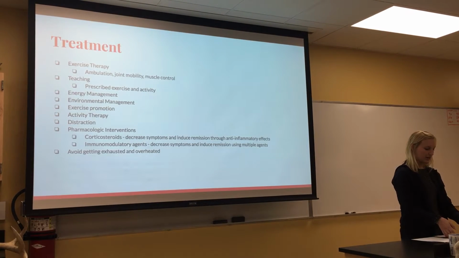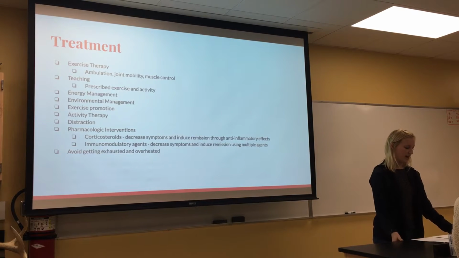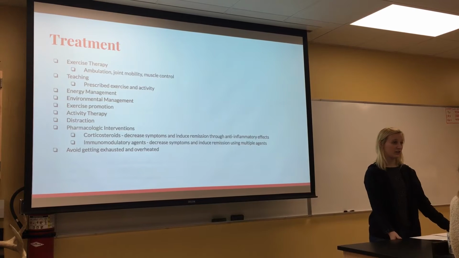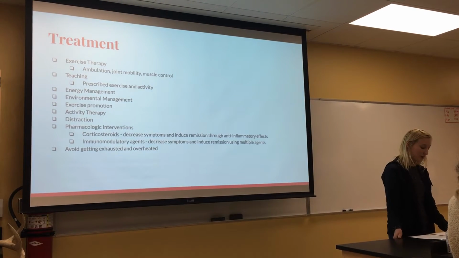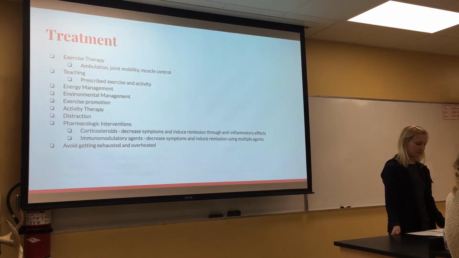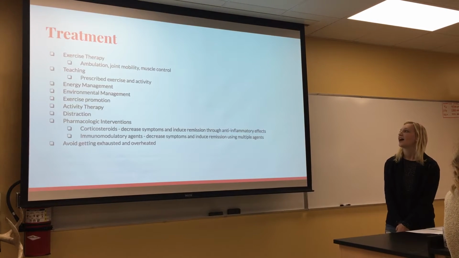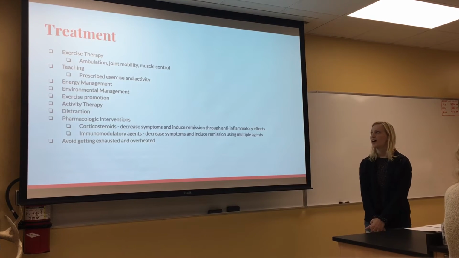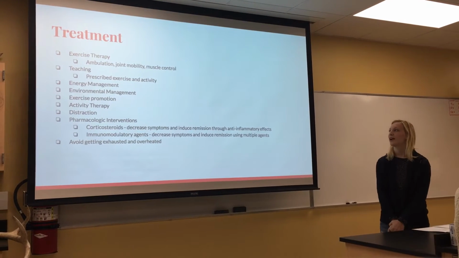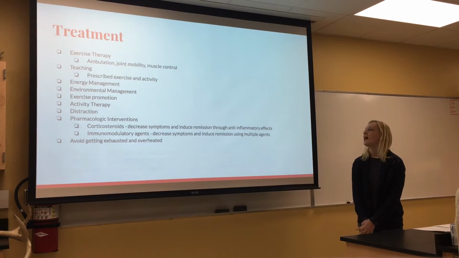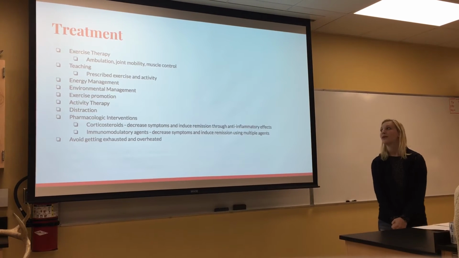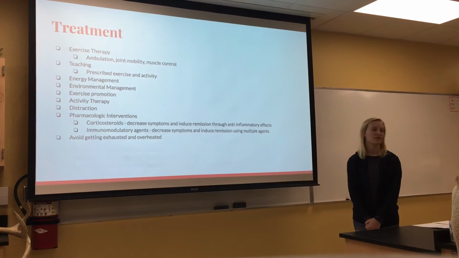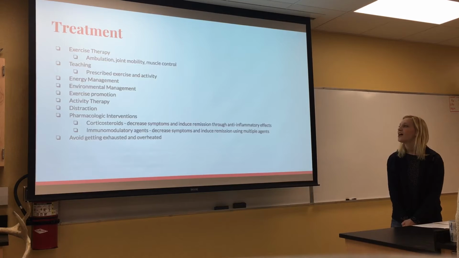So treatment for MS, most medical treatment is designed to slow disease progression and address symptoms of the disease such as urinary retention, spasticity, and motor and speech deficit. So this would include exercise therapy such as ambulation, joint mobility, and muscle control. It would also be teaching exercise and activity programs. Energy management and environment management are also very important because you want to avoid getting the MS patient exhausted or overheated because that can cause flare-ups.